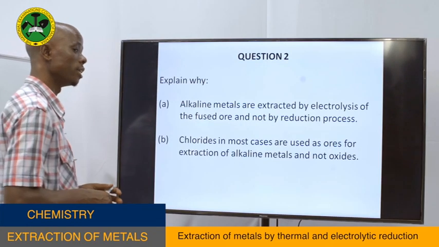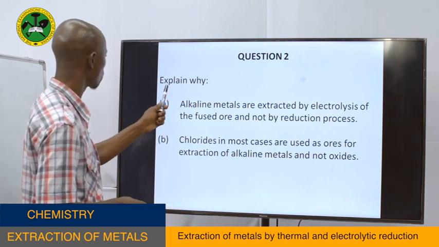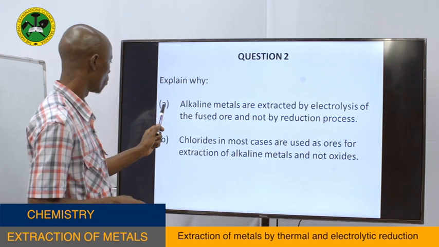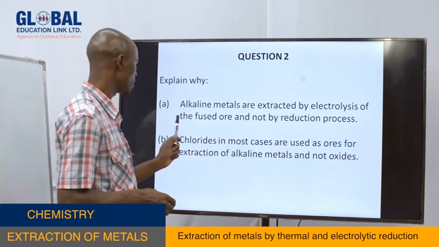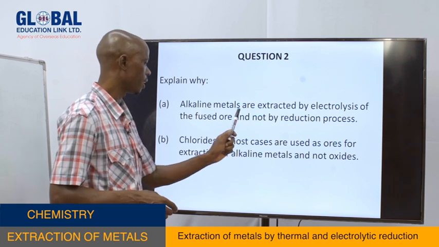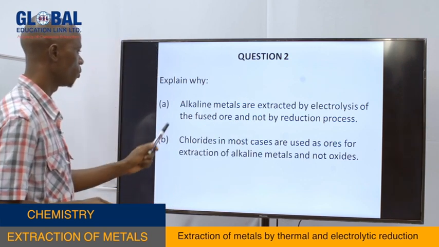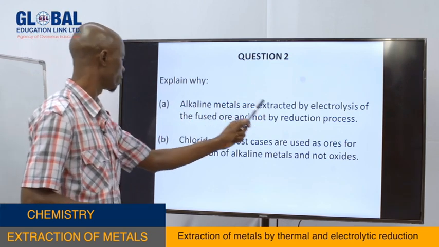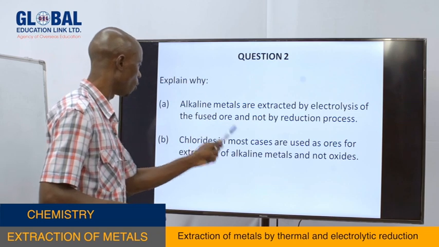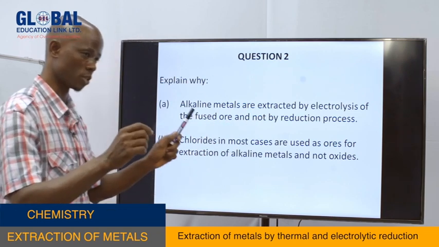The second question here on the board says, explain why alkaline metals are extracted by electrolysis of their fused ore and not by reduction process. If you look at this particular question, alkaline metals are extracted by electrolysis of their fused ore and not by reduction process.